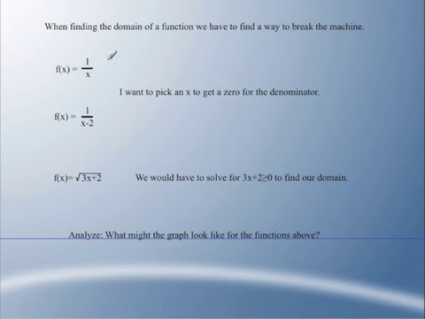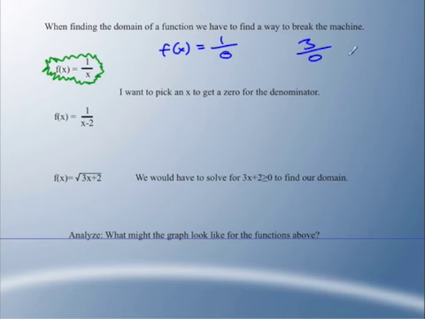So when finding the domain of a function, we have to find a way to break the machine, is one way you can think of it. So my machine that I'm talking about is this function right here. So this is my machine. So if I put a number in here, I need to get something out that doesn't work for us. Well, fractions are easy. How do I break a machine when it has a fraction? Well, I'm just going to want to make it to where this f of x is going to be 1 over 0. Because we know that whenever you have a number, I could even have 3 over 0, I could pick anything on the top, but if I'm dividing by 0, this is undefined. So it breaks the machine.